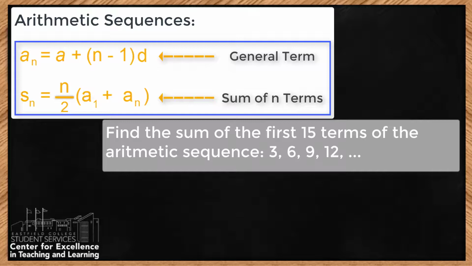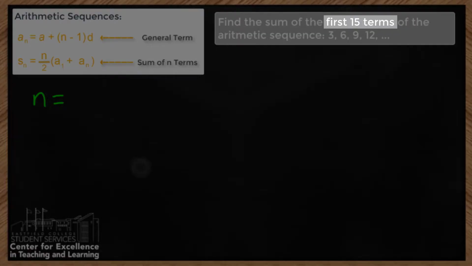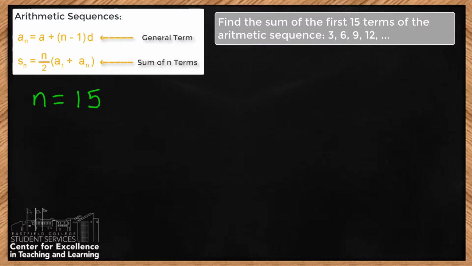Notice that in the sum formula, the variables that we need to find are n, a1, and an. So the first step is to read through the problem, and from the problem we can find n. Notice the problem says we're finding the sum of the first 15 terms. So in this case, n is 15. We can also find a1 directly from the problem because a1 is always the first term of your arithmetic sequence. So in this case, a1 is 3.